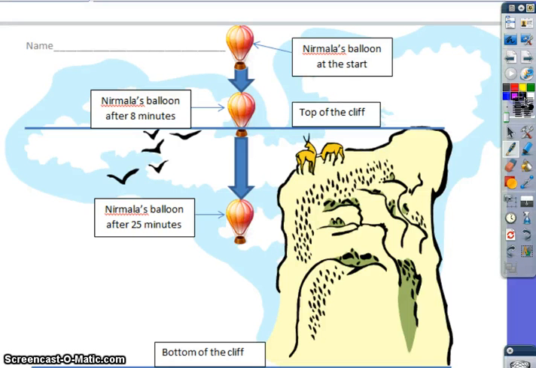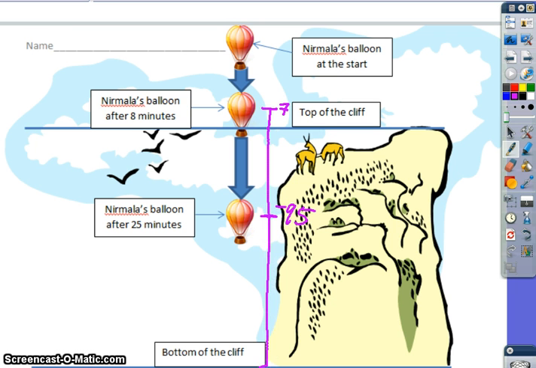Okay, so this is the correct way to solve the second balloon assessment. If you read this, it says Nirmala's balloon, after 8 minutes, she's 7 feet above the top of the cliff, so that's positive 7. It also says that after 25 minutes, she's 95 feet below the cliff, so that's negative 95. And the question is, if the cliff is 305 feet tall, how many minutes is that going to take?